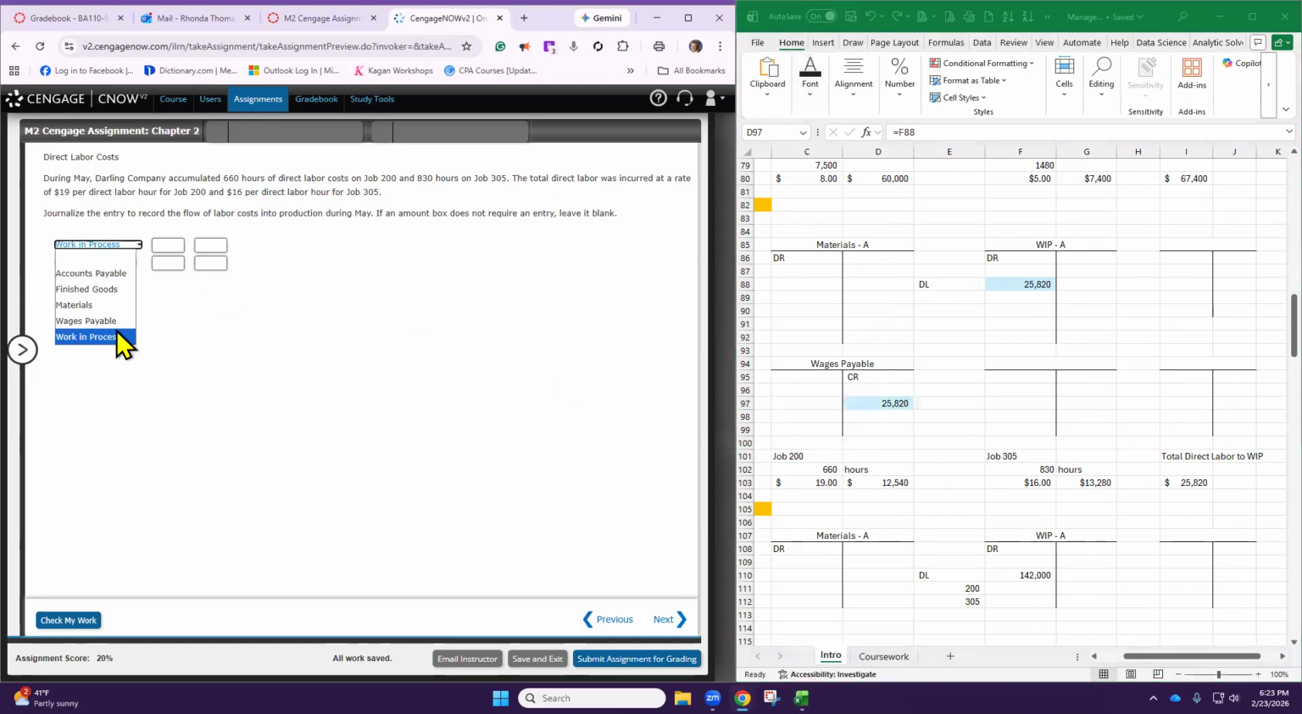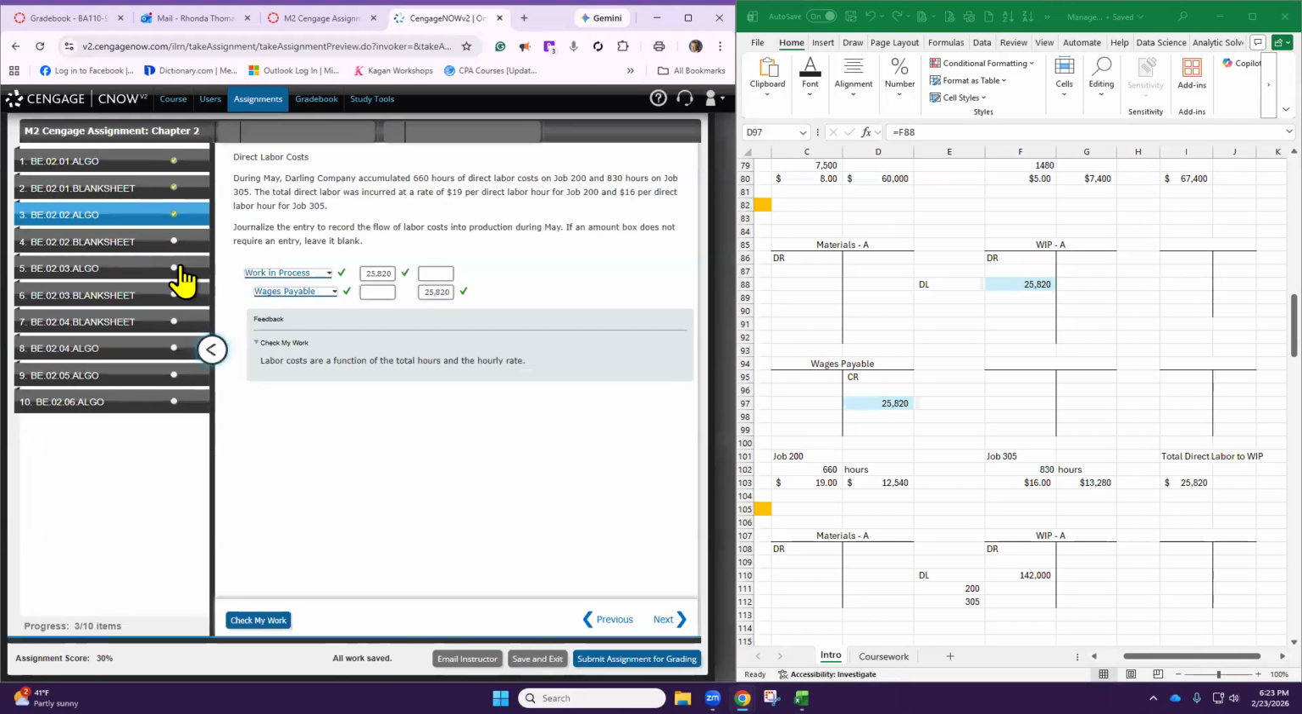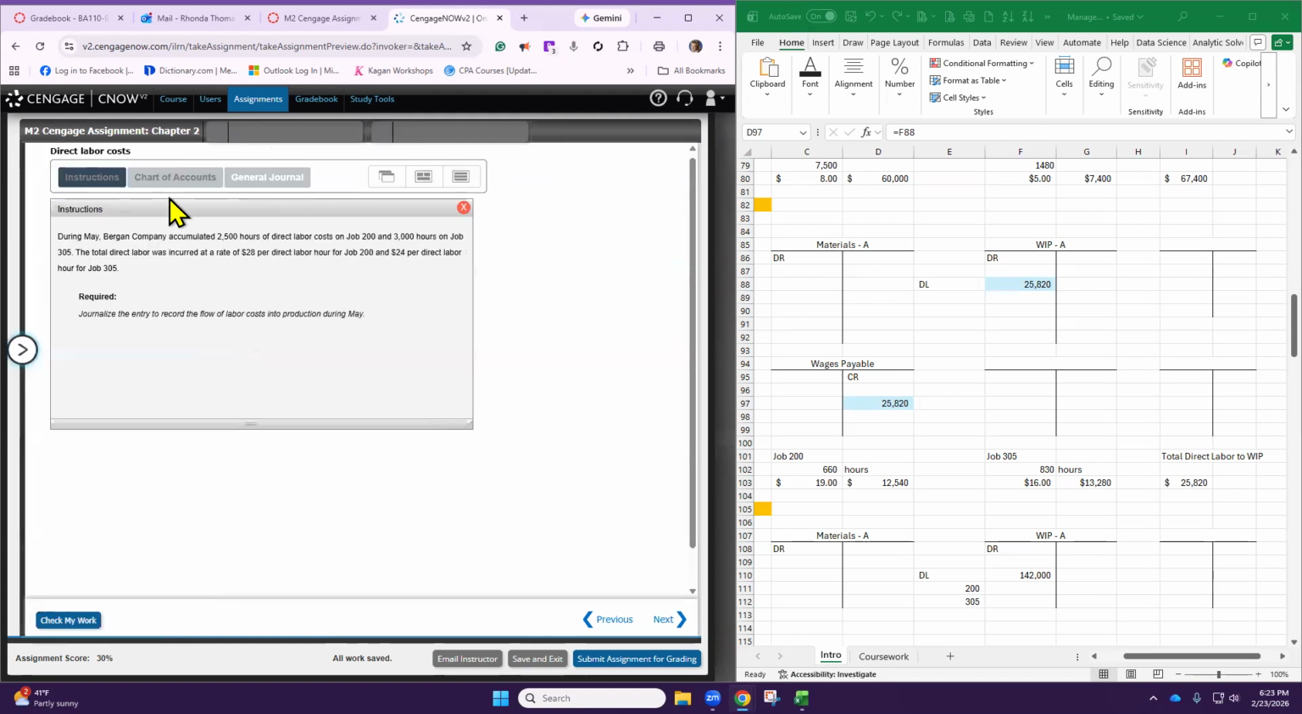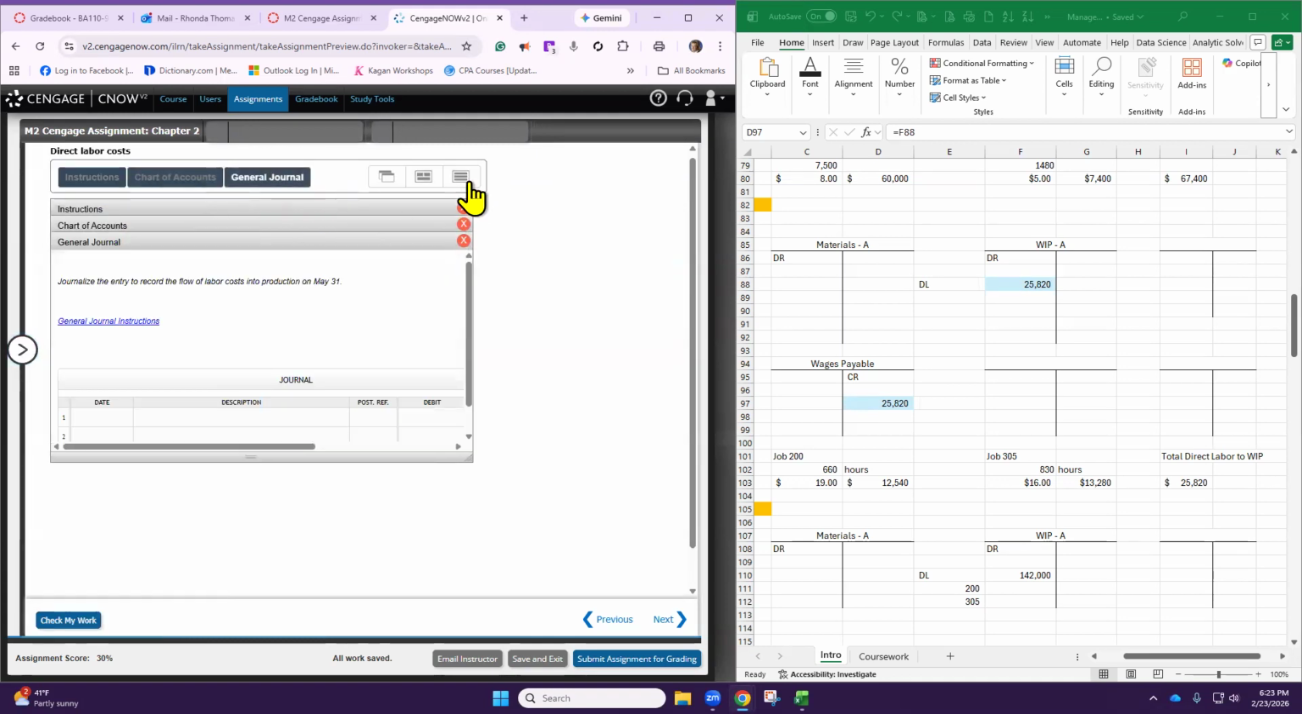So we're going into work in process for all of that labor. You could recheck it if you wanted, but I don't think you need to, because I think we got it. I think you have a different set of numbers, so be careful with that. 25,820 is going in as direct labor, and then it's coming out of wages payable. That might be something new, but here is the wages payable and it has a credit balance. We're going to do this again, but now with a little more knowledge from us.